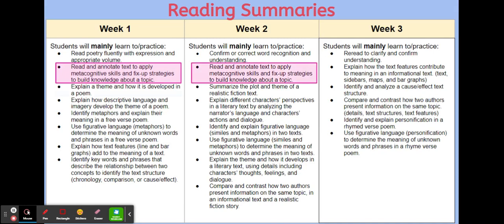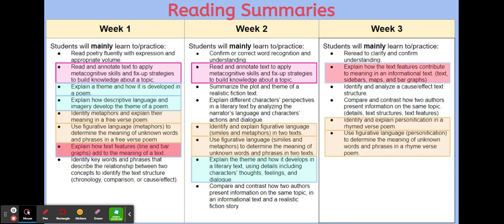By looking at all 3 reading summaries together, we can see how the work that students will mainly be learning and practicing are being developed. Notice how the work is building within a week, but also across all 3 weeks.